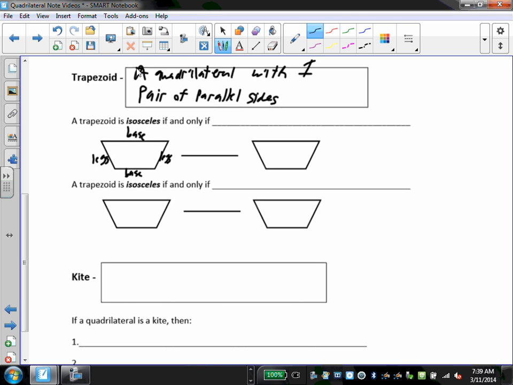Now we are going to mainly concern ourselves with trapezoids that are called isosceles trapezoids. They have a little bit of some special stuff to them. So, for example, one thing that we're going to know is that a trapezoid is isosceles if and only if its base angles are congruent.